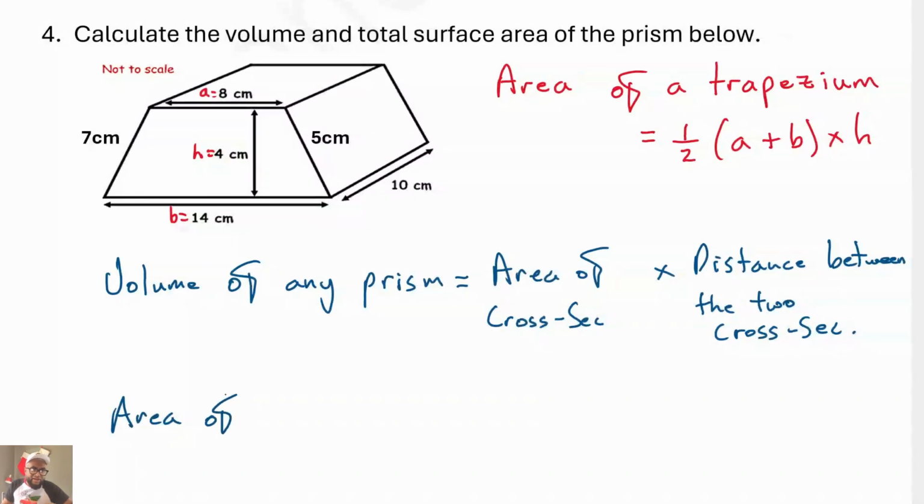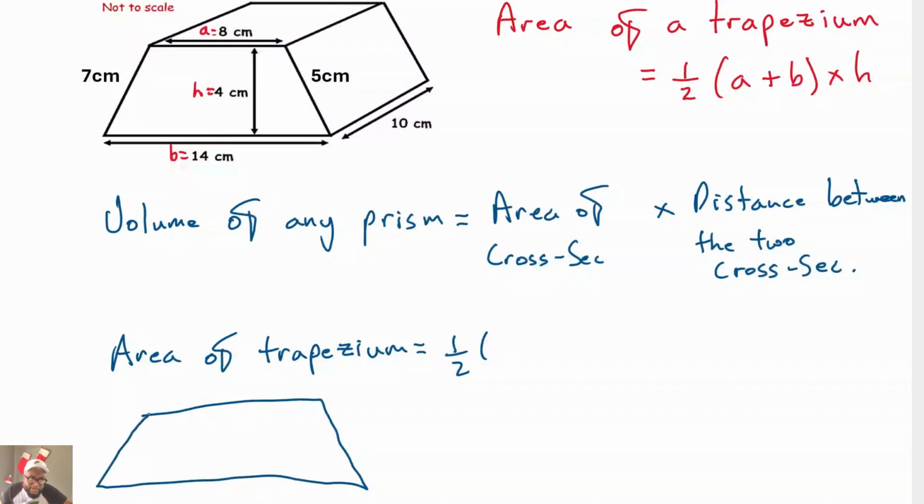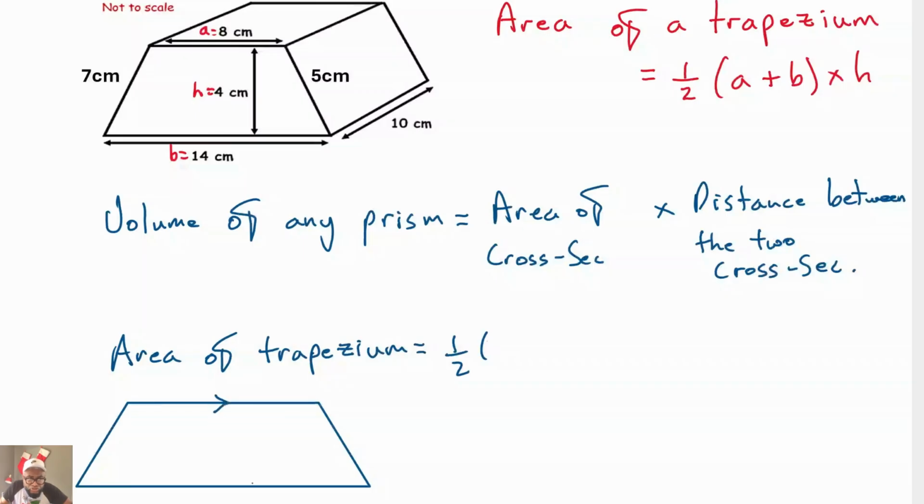So we have the area of a trapezium, and that will be a half of (A plus B). I told you all, A is what? A is one of the parallel sides. For those who don't know what a trapezium is, a trapezium has two parallel sides, a pair of parallel sides. And this will be A, this will be B. So what is A for this trapezium above here, guys?